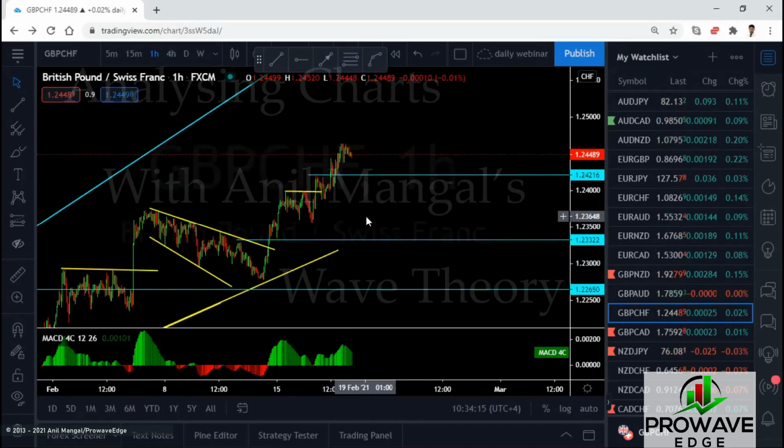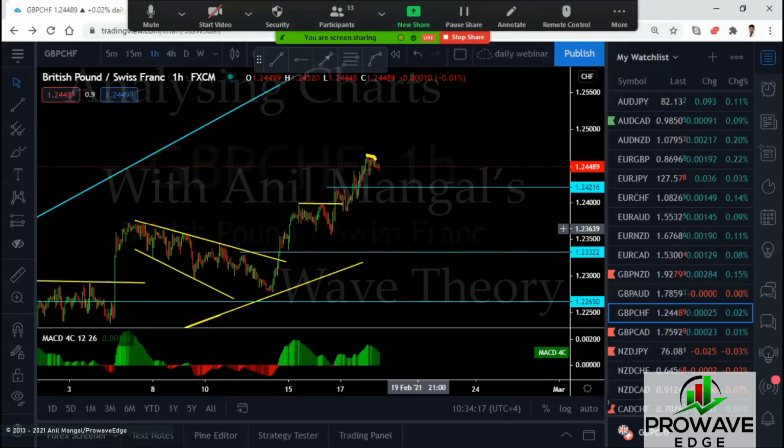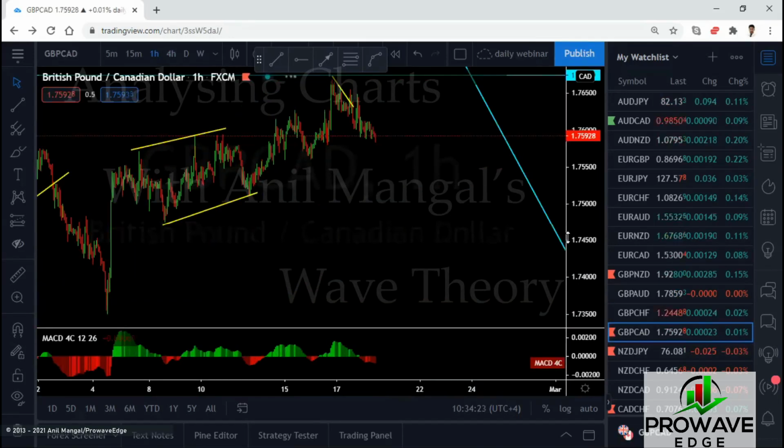And we're getting some divergence. That means momentum is dying out. So watch these trades here. You might get something like this. Pangcad.